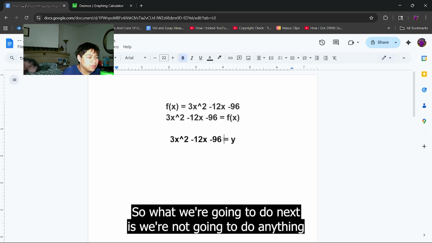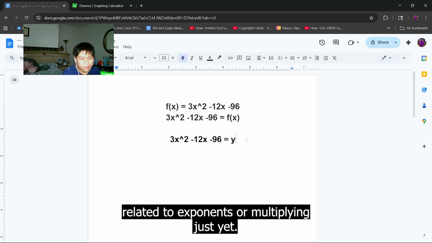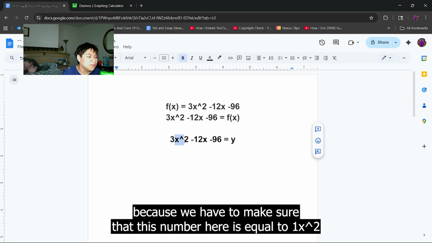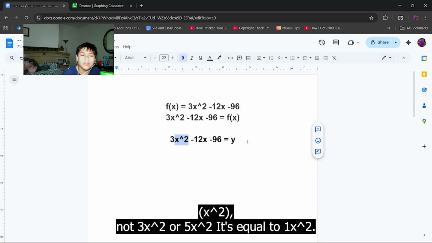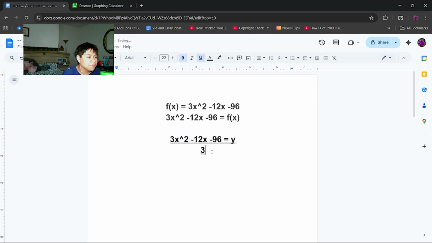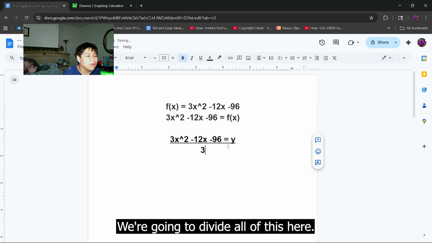All right, so what we're going to do next is not anything related to exponents or multiplying just yet. What we have to do is make sure the number in front of x squared is divided, because we have to make sure that this number here is equal to 1x squared, not 3x squared, not 5x squared. It's equal to 1x squared. What we're going to do is divide this entire place by 3. We're going to divide all of this here.